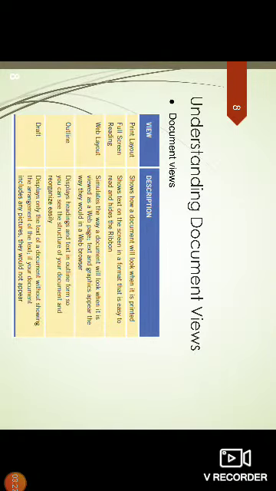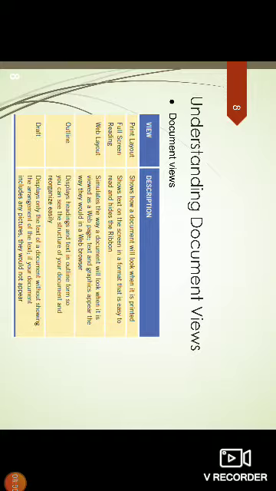The next one is document views. Here the first one is print layout. It shows how a document will look when it is printed. Full screen reading shows text on the screen in a format that is easy to read and hides the ribbon. Next one is web layout. It simulates the way a document will look when it is viewed as a web page. Text and graphics appear the way they would in a web browser.